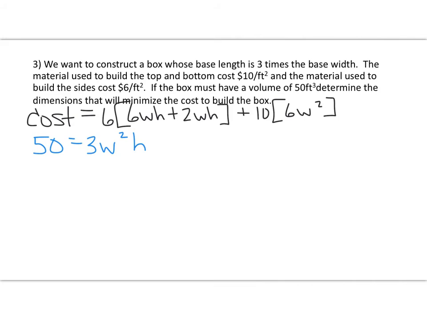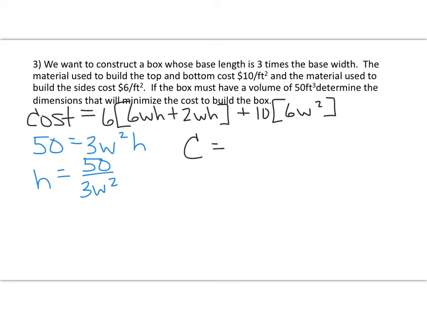Okay, so here again, I rewrote our cost formula, which is what we're trying to minimize. And I gave my constraint that 50 equals 3W squared H. Now before I take my derivative of cost, I don't like having 2 variables. So I'm going to solve my constraint in terms of H. So I'm going to figure out what H is. H is 50 divided by 3W squared. So now when I plug that in and clean up my cost, it'll make things a little bit easier.